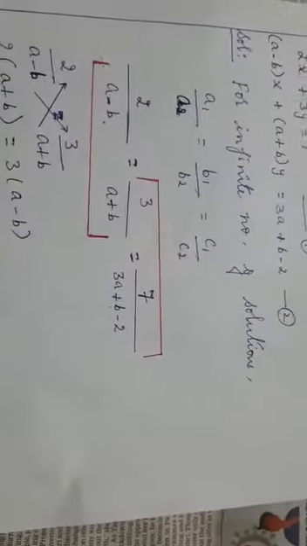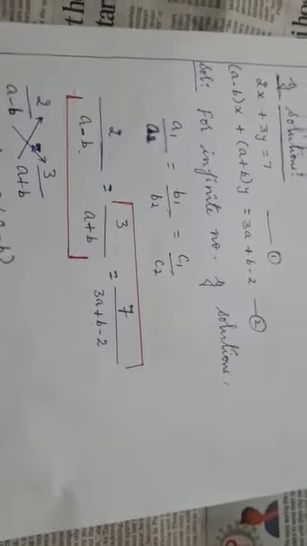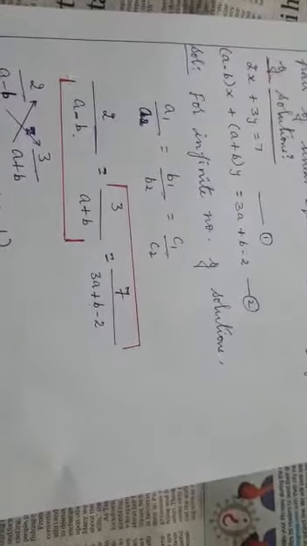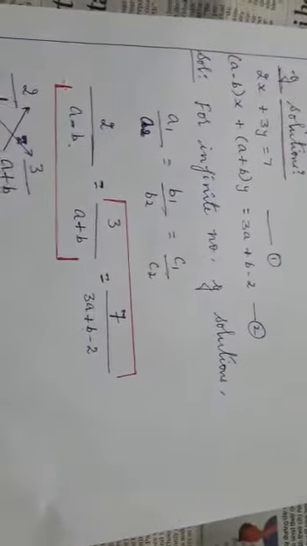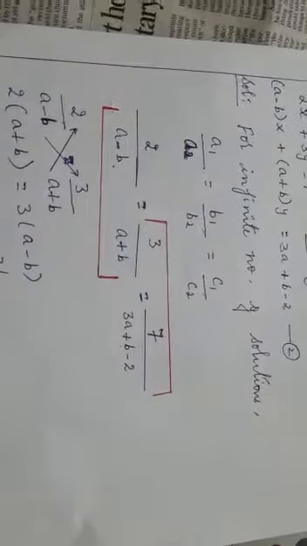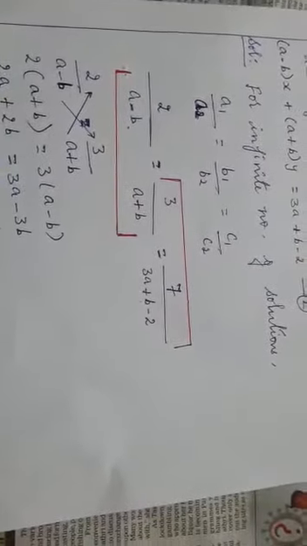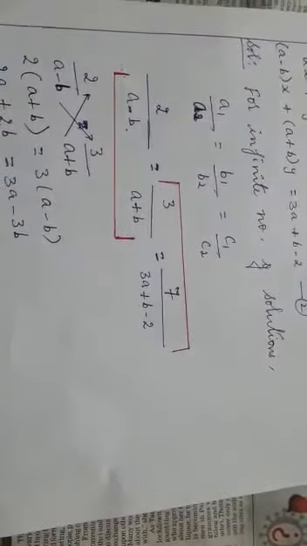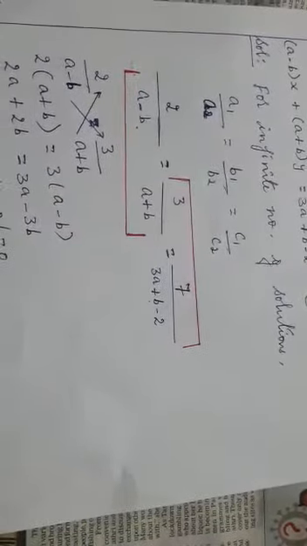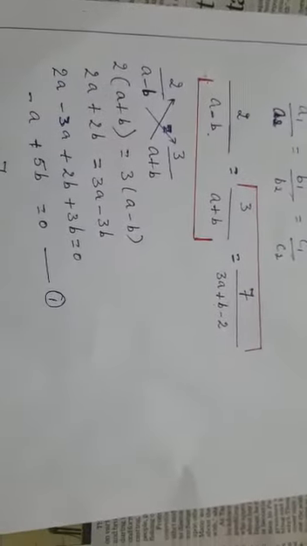Now when you cross multiply, we can take any of the equations, like the first one and the third one, or the first one and the second one, anything, and equate it and find two equations and then find the values of a and b. Now here I have taken the first two, that is 2 by a minus b is equal to 3 by a plus b. I have equated these two. So by cross multiplication I get 2 into a plus b is equal to 3 into a minus b, 2a plus 2b is equal to 3a minus 3b.